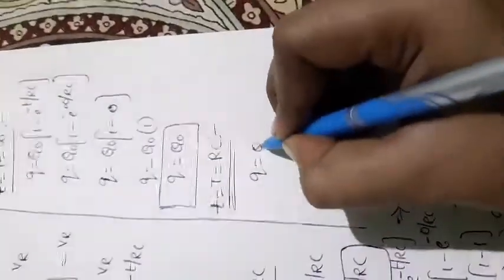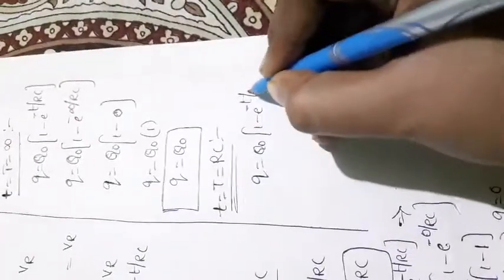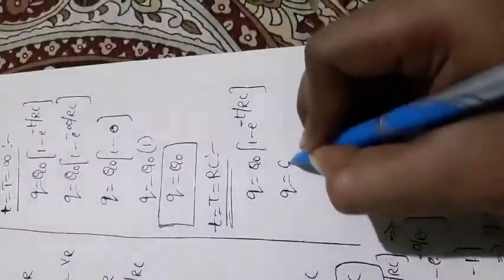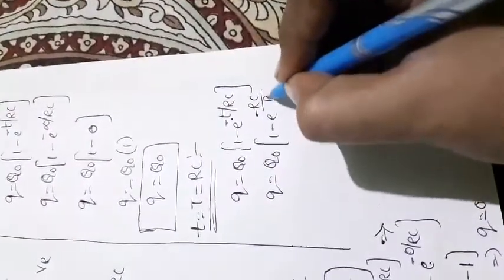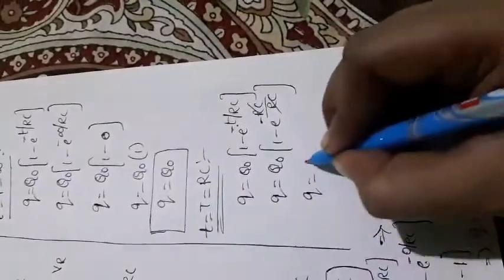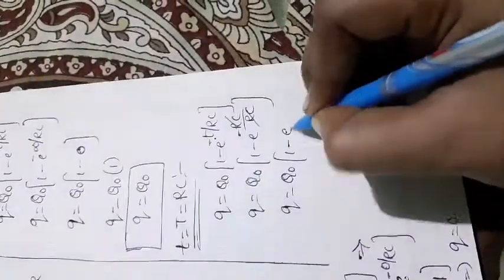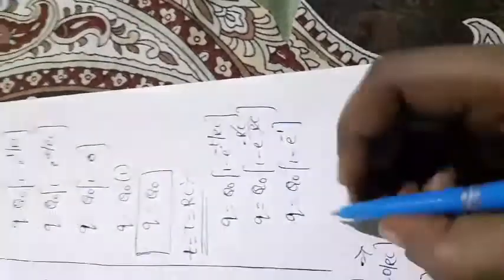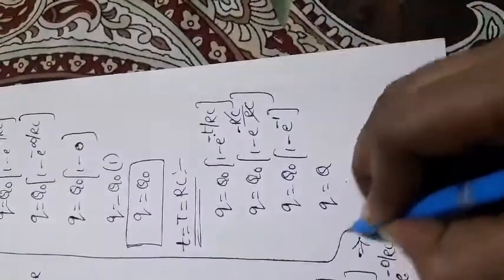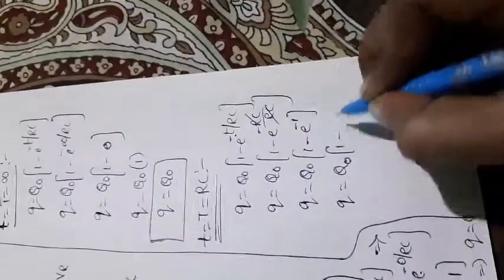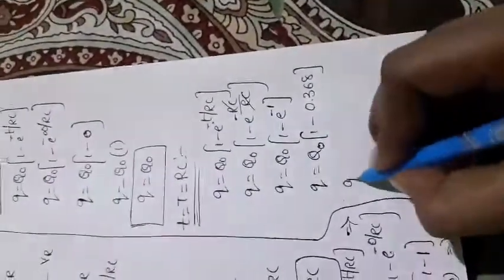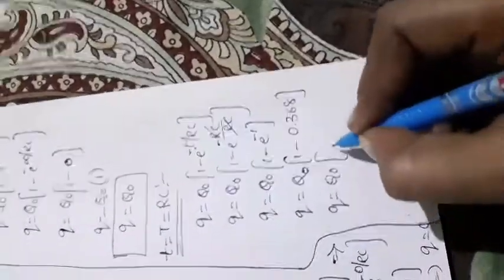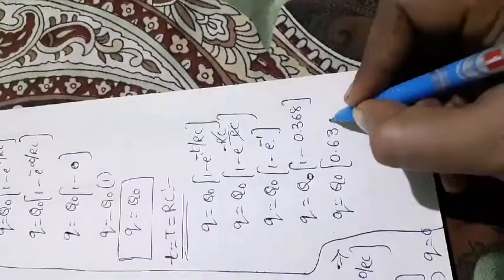So Q is equal to Q naught into 1 minus e power minus t by RC. This is our formula. In the place of t, I can substitute RC, so minus RC by RC, and these will be cancelled. So Q is equal to Q naught into 1 minus e power minus 1. The value of e power minus 1 I already explained in the previous class, that is 0.368. So Q is equal to Q naught into 1 minus 0.368, which is nothing but 0.632.